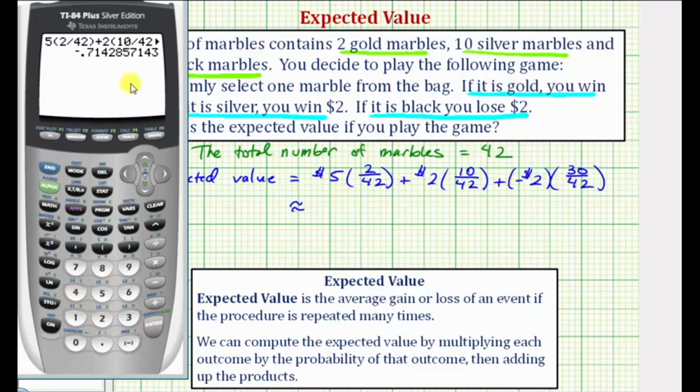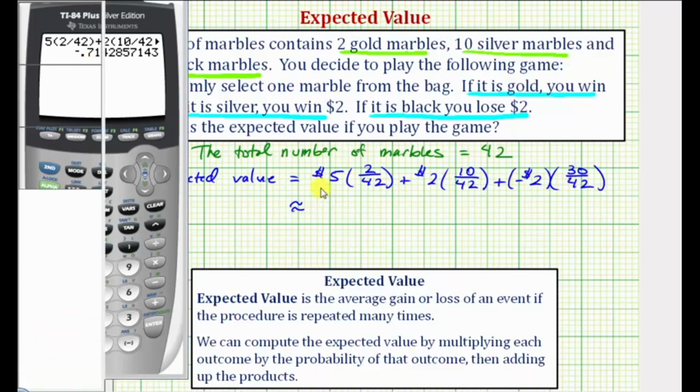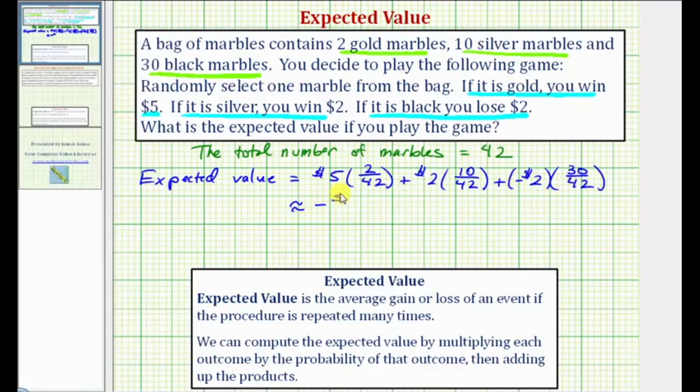Rounding to the nearest cent, we have approximately negative 71 cents, or negative $0.71. So this is our expected value, which means we can expect an average loss of 71 cents if this game is repeated many times. So let's write this out.